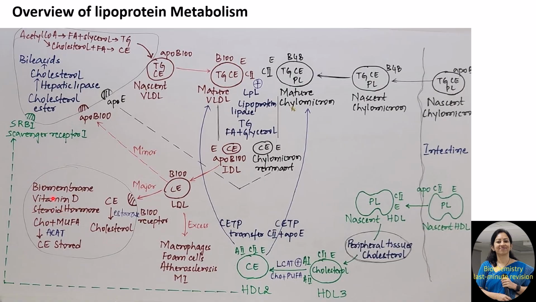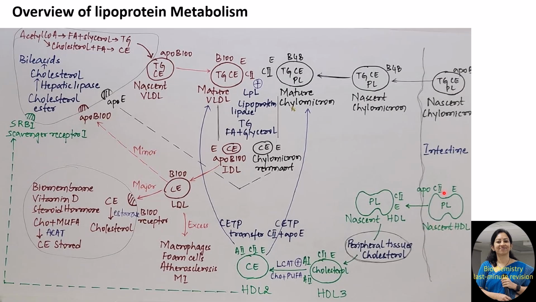So whatever the excess cholesterol that is present in the peripheral tissue is esterified with the help of monounsaturated fatty acid, with the help of the enzyme acyl cholesterol acyl transferase, and forms cholesterol ester, and this gets stored in the peripheral tissue. So this is about the metabolism of VLDL, IDL and LDL. Now let's understand about the metabolism of HDL.